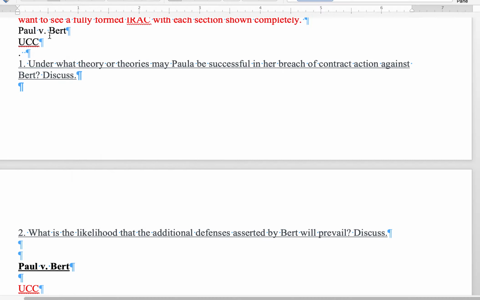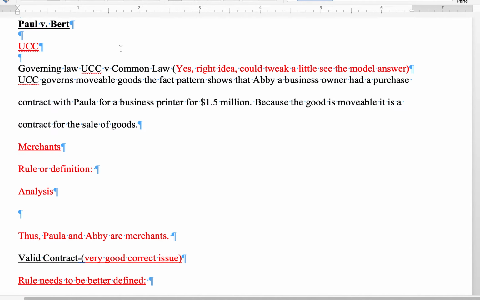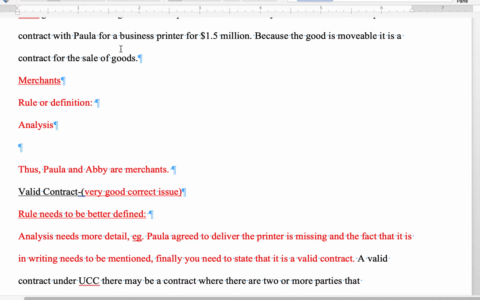So now that you've cleared up that they're merchants, and that I just put rule or definition. So IRAC, this is the issue, then the rule, you state the rule of law, and then you do an analysis, and then you do a conclusion. This is a conclusion here.